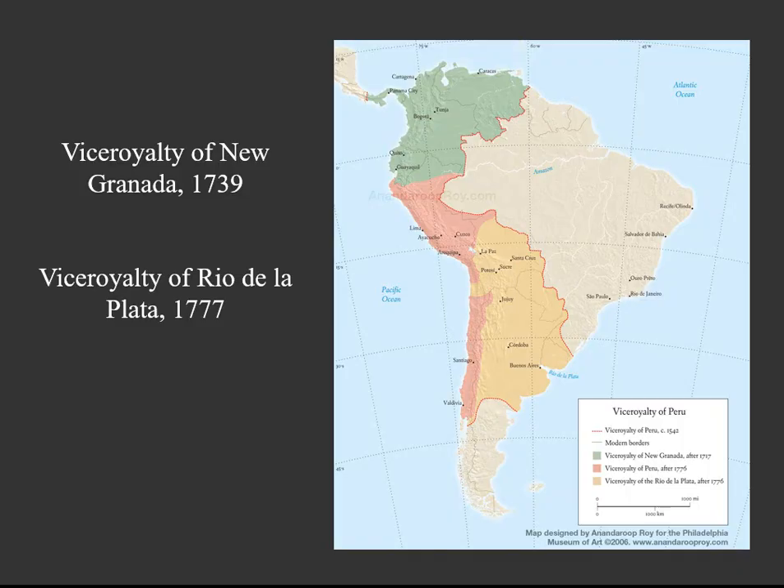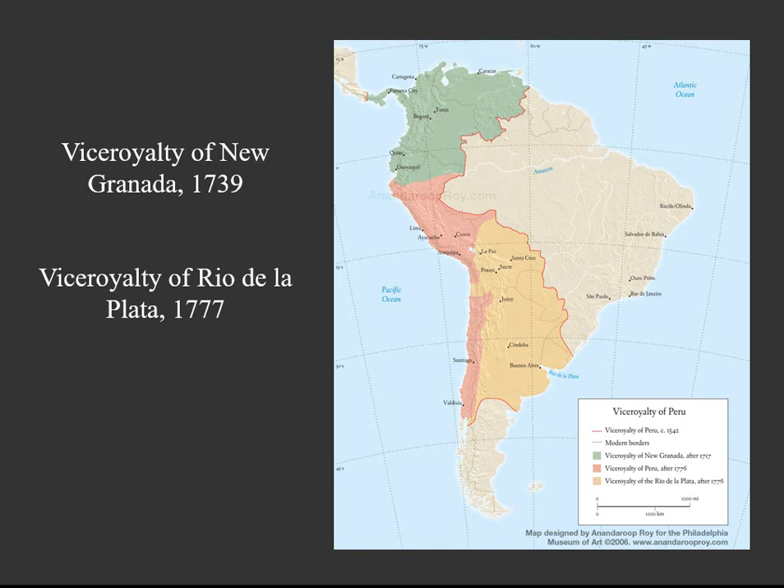The first big step is to create new viceroyalties. They leave the northern one pretty much alone, but the southern one was a giant mess. It was too large and diffuse, and really the travel restrictions because of the Andes Mountains along the western part of South America just made travel so difficult that one viceroyalty could not govern all of South America, at least the Spanish ownership part.